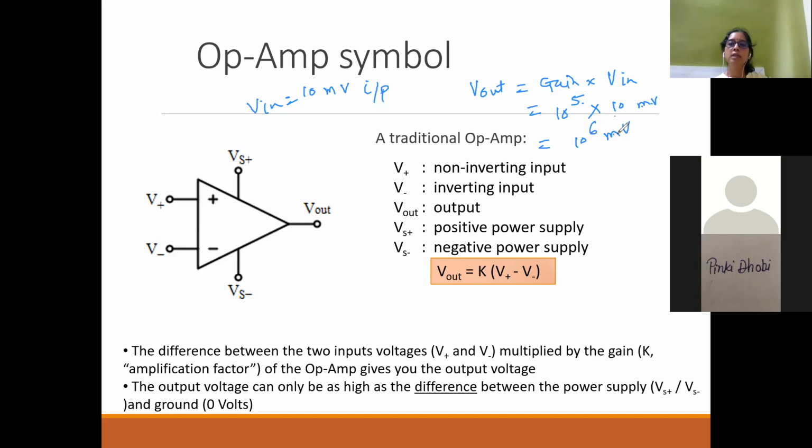Now 10 raised to power 6 millivolt means 10 raised to power what? Milli means 10 raised to minus 3. Mega means 10 raised to 6 and kilo means 10 raised to plus 3. So 10 raised to minus 3 means milli, like kilovolt, millivolt. Milli means 10 raised to power minus 3 volt. Now solve this, 10 raised to power 6 and 10 raised to power minus 3.